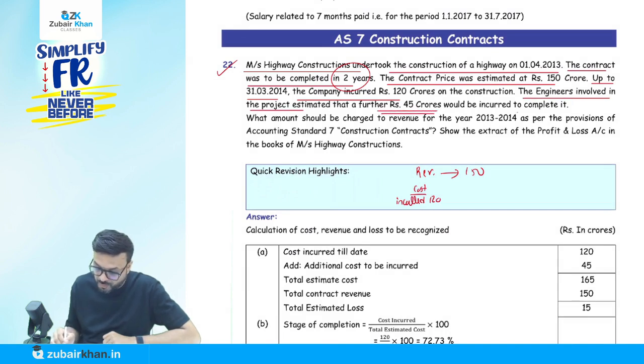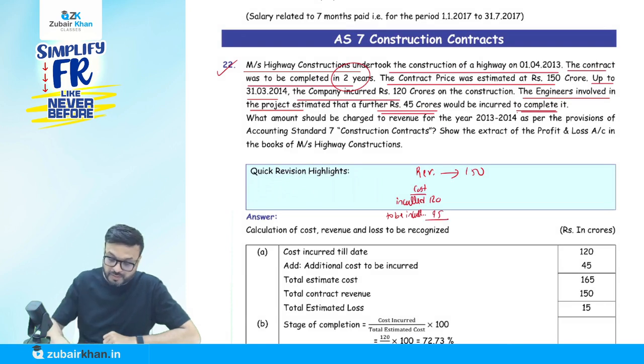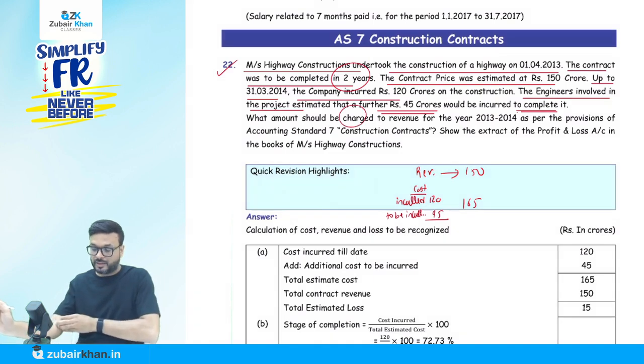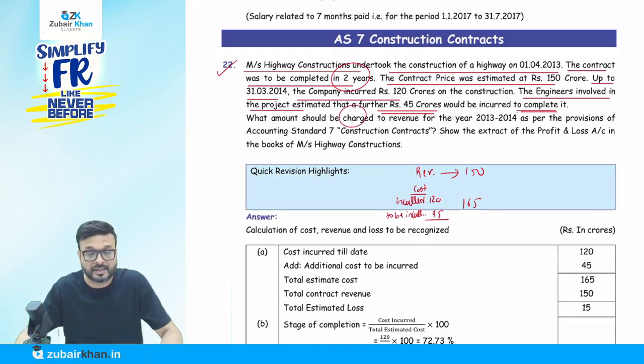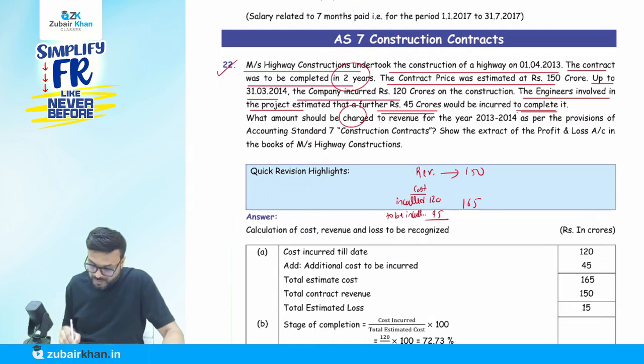Then it says that the engineers involved in the project estimated that a further cost of rupees 45 crore would be incurred to complete it. So the further cost to be incurred is 45. So total cost is going to be 120 plus 45, that is 165. So this is total estimated revenue, and this is total estimated cost. They ask what amount should be charged to revenue for the year 13-14 as per the provisions of Accounting Standard 7, that is construction contracts. Show the exact extract of the profit and loss in the books of Macy's Highway Construction. So what is going to happen here?